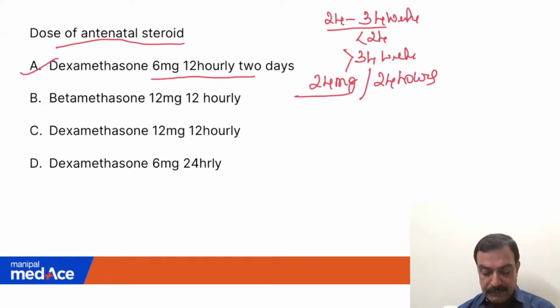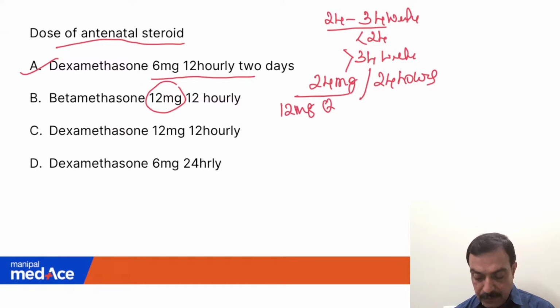What about betamethasone 12 mg 12 hourly? Betamethasone 12 mg is correct, but it should be given 24 hourly, and again 2 doses. Dexamethasone 12 mg is again not the correct answer, and dexamethasone 6 mg 24 hourly is not the correct answer.